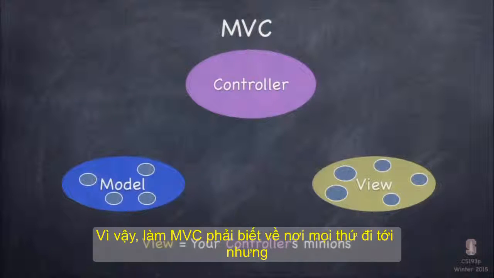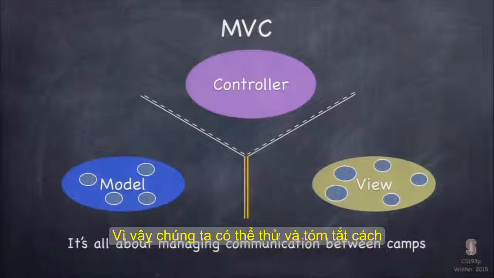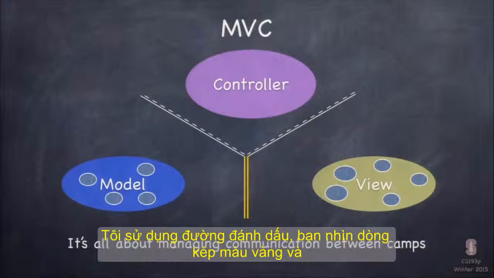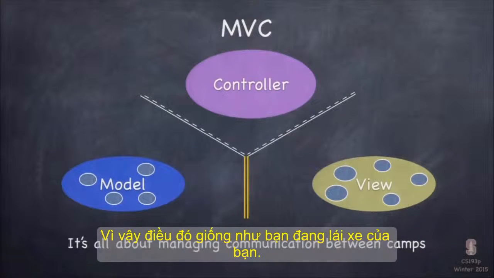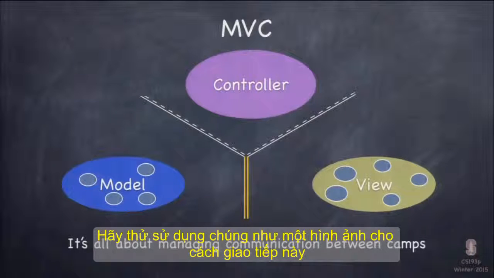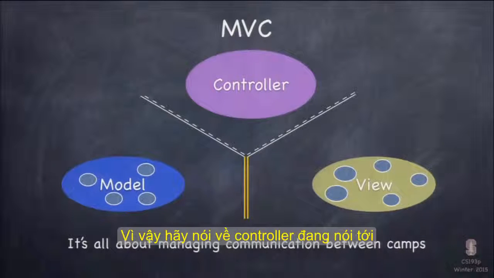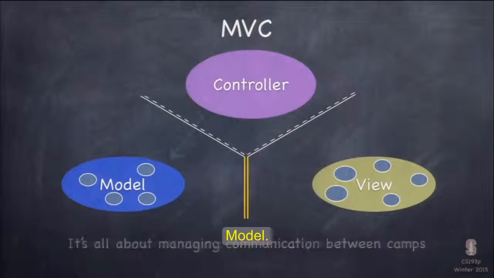So doing MVC right is about knowing where things go, but also about how to communicate between these three camps. I'm going to try to summarize how the communication works between these camps, and I've used road markings. You see the double yellow line and then the dashed white line. That's like when you're driving in your car. I use them as an image for how this communication happens, where it's allowed and where it's not allowed.